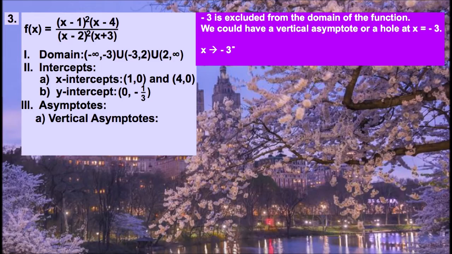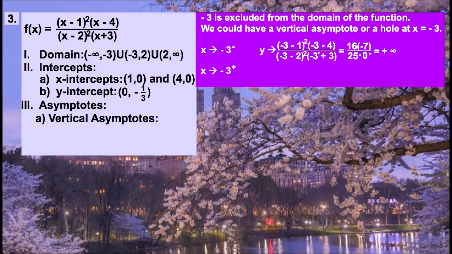Indeed, when x approaches negative 3 from the left, y approaches, after doing some careful calculation, 16 times negative 7, everything over 25 times 0 from the left, which evaluates to positive infinity. When x approaches negative 3 from the right, y approaches 16 times negative 7, everything over 25 times 0 from the right, which equals negative infinity. Thus, the vertical asymptote is x equals negative 3.